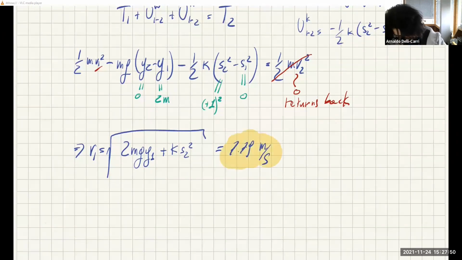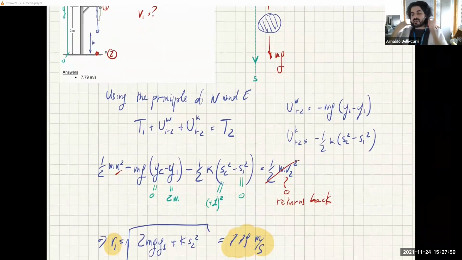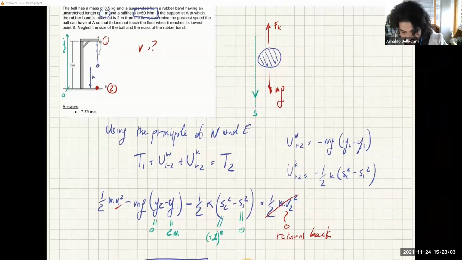Quite simple. Again, it's all a matter of making sure that you know how many forces are acting on this and which forces are working, and also explicitate what is the work of these forces over the two instants.